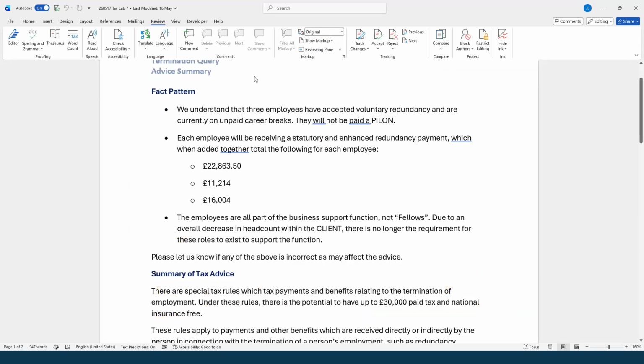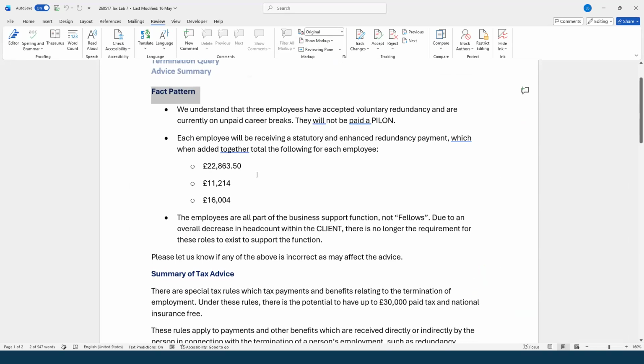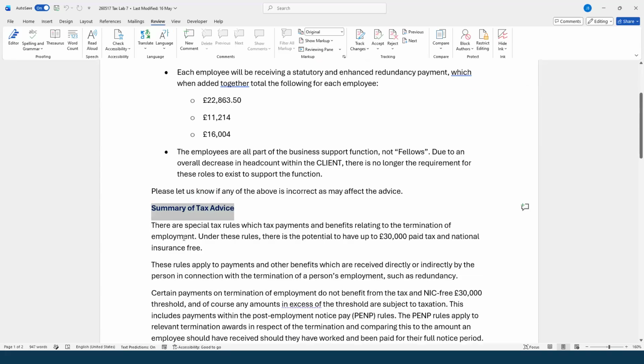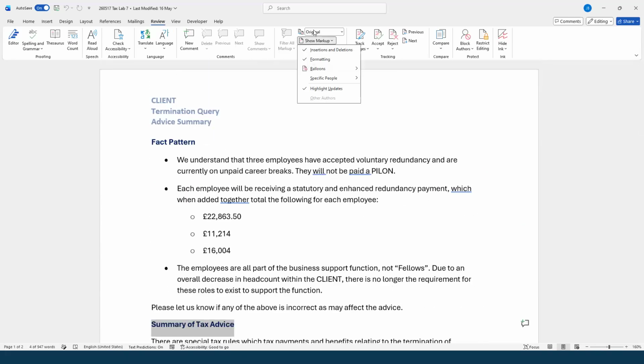So let's start off with the original version then. I'm looking here at how this is laid out. I quite like it in terms of structure. So the fact pattern is here right at the start. This is the client's opportunity to say, no, this is not right, because obviously the advice is going to be based on the facts, and so you need to make sure that you're working with the right facts. That's what the fact pattern bit is to do with. There's then a section called summary of tax advice, which is the rest of the document.